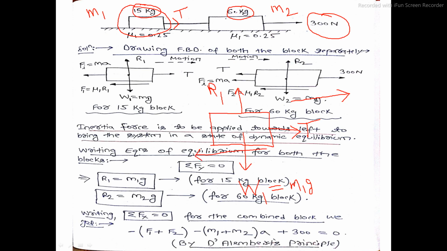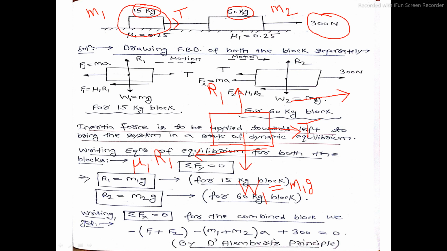What is its value? Its value is mu1, say mu1 is the coefficient of friction present between the 15 kg block and the horizontal surface, into the normal reaction exerted by the block, and that normal reaction is R1. Fine. Is my FBD complete? No, I haven't introduced the inertia force. I need to introduce inertia force into the picture.